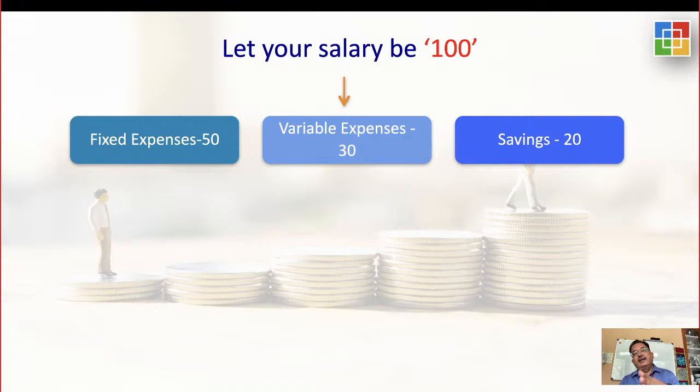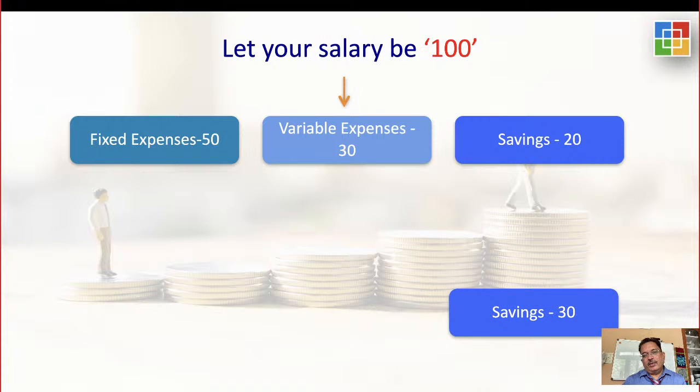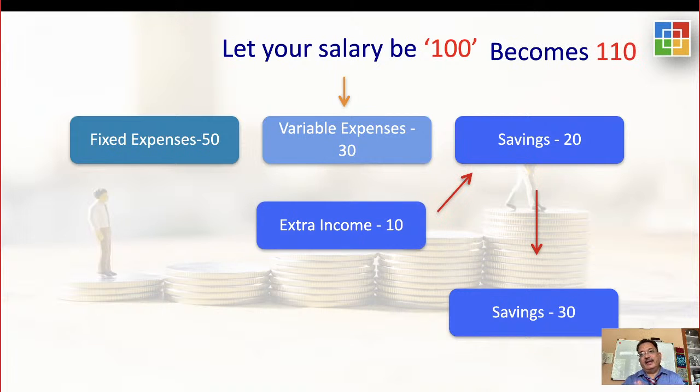Now, how can you make 100 to 110? If you get an increment, that is one way. So if you get an increment, you will take 100 to 110. And if you take 100 to 110, then those 10 rupees, where will you put them? Fixed, variable, savings? Savings. Mostly. So 90-95% of the people will put in savings. Somebody will say I'll put 5 rupees in savings, 5 rupees in variable, something like that. So now you will put in savings, so your saving will become 30, extra income 10, and that goes to saving, and 100 becomes 110. That is one way of increasing your 100 to 110.